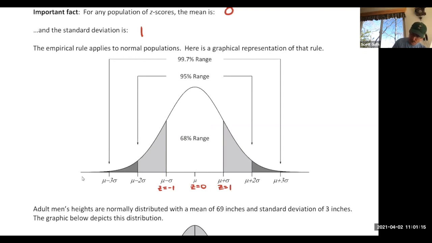Now, if you go out 2 standard deviations, that's going from z equals -2 to z equals +2. And the probability of being in that range is 95%. Okay, any questions? It's just the empirical rule, but I'm applying it to z-scores now. Okay, and then going 3 standard deviations, z goes from -3 to 3.